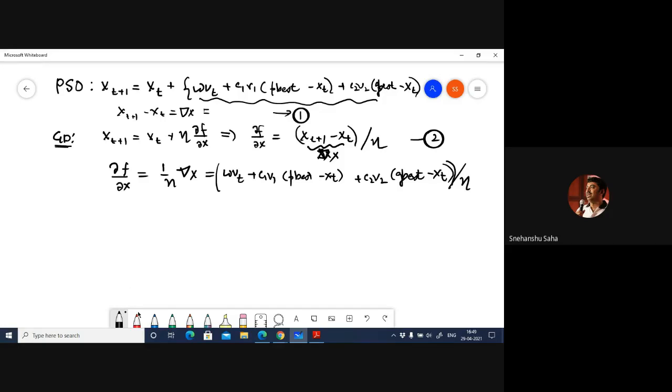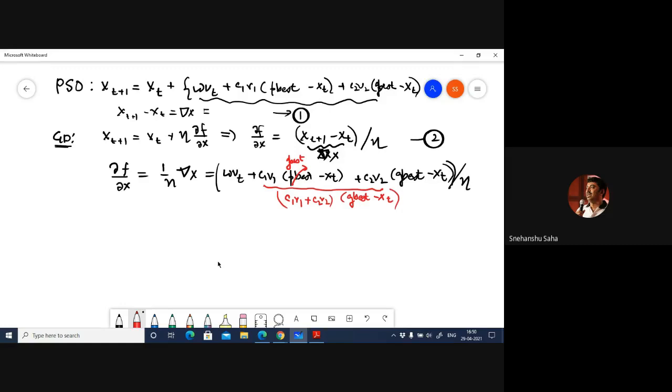I can replace the p best with a g best. If I do that, you can see that I have g best minus x_t in both places, and that will help me in combining these two terms. So I can write this as (c1 r1 plus c2 r2) times (g best minus x_t).